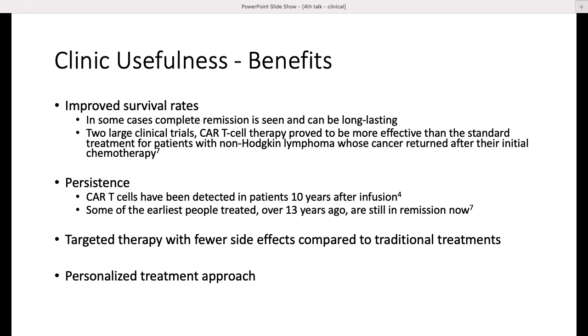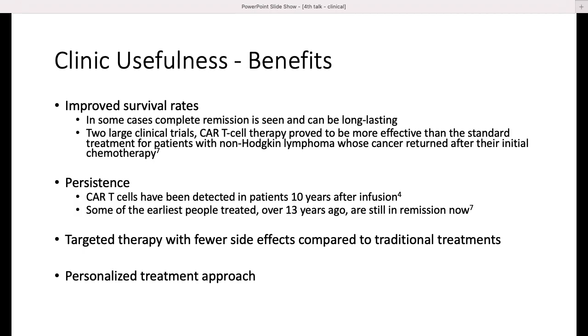Some of the earliest people treated, over 13 years ago, are still in remission now. And remember that these people didn't have any other options, unfortunately, at that time. And so this for them was really, really incredible.